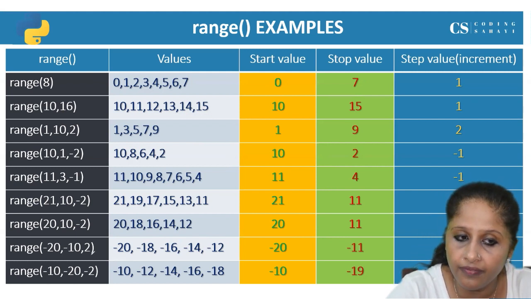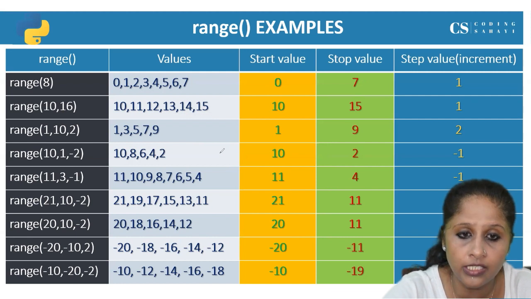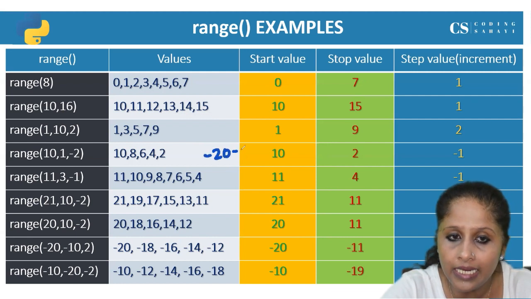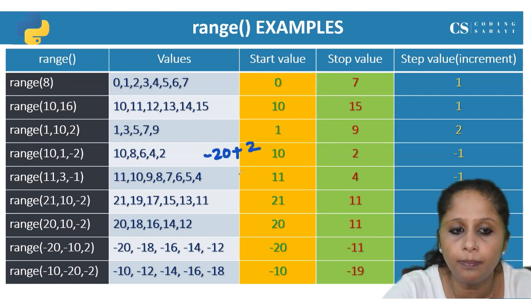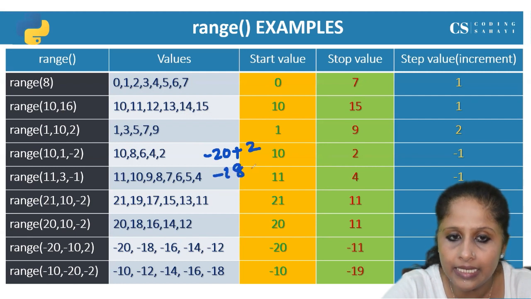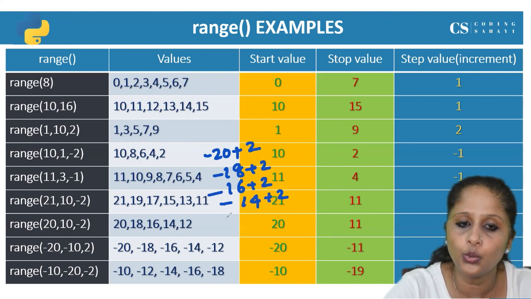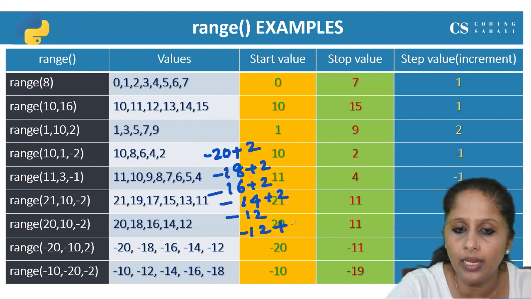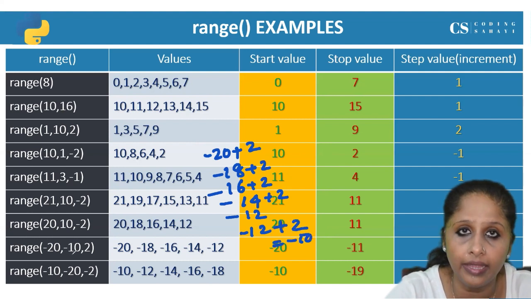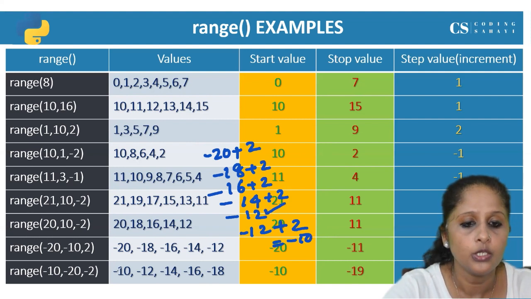This range function is going to execute from minus 20 to minus 10. But we have a step value 2. So how it will be executed? Minus 20 plus 2. Minus 20 plus 2 means minus 18. Plus 2 you will get minus 16. Plus 2 minus 14. Plus 2 minus 12. So again it is doing that minus 12 plus 2. It is minus 10. But minus 10 is not in that range, right? So it executes till minus 12. So that is the output given here.